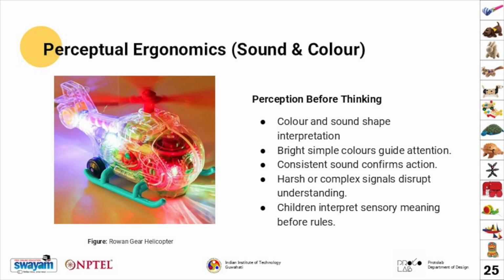After visual clarity, perception determines interpretation. Before reasoning, children assign meaning to sensory cues. Perceptual ergonomics, therefore, supports how children assign meaning to sensory cues. Color is not decoration. It is instruction and it highlights structure. Sound confirms outcome. When perception is clear, cognition becomes effortless.